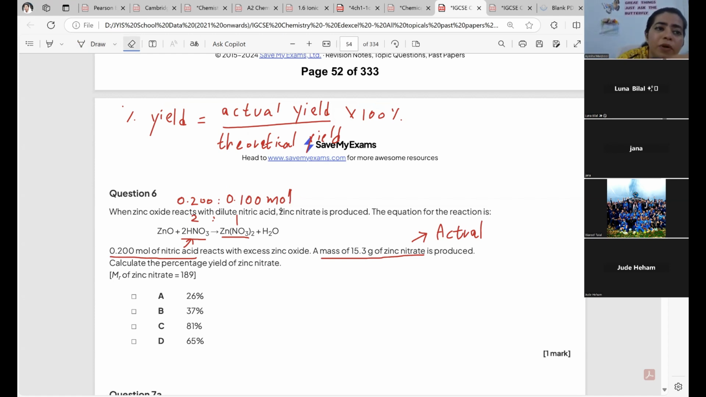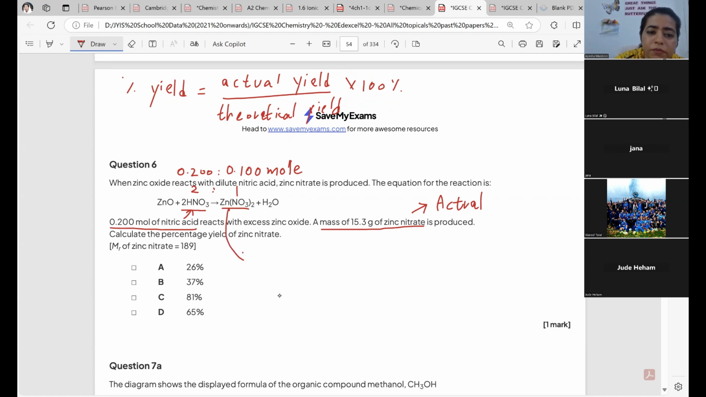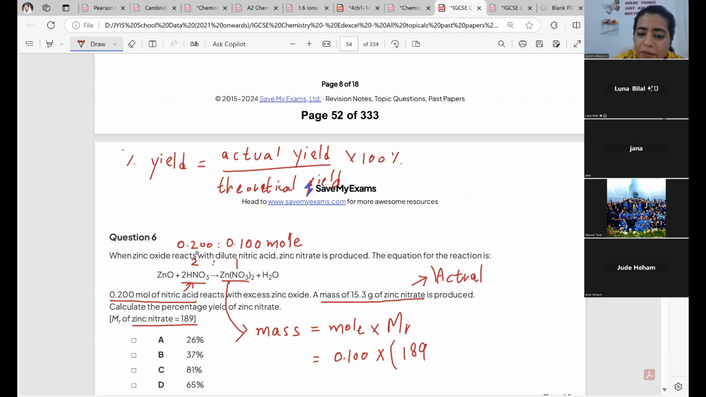Now using these moles, we can easily find the mass. Tell me the formula that we can use here. Moles times the molecular mass, or MR. Moles you have 0.100, which we got from the molar ratio. The MR of zinc nitrate is given to you, no need to find it separately. It is 189. Get the answer.